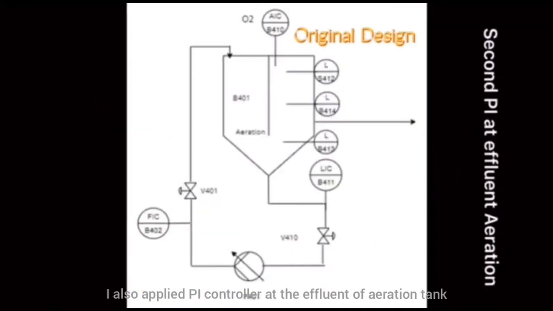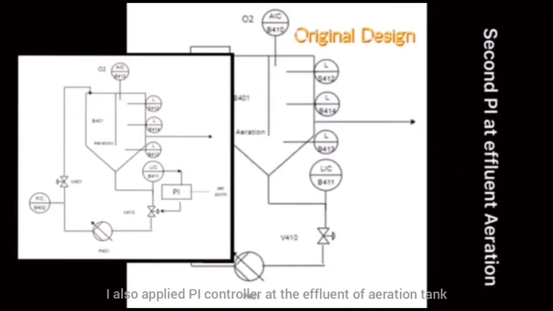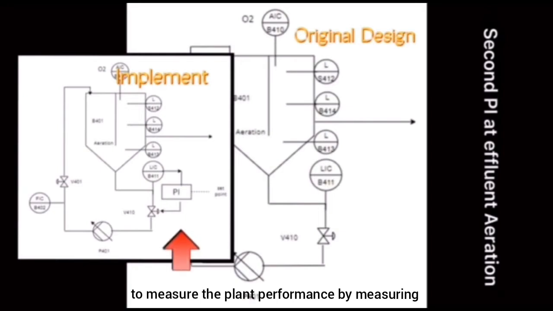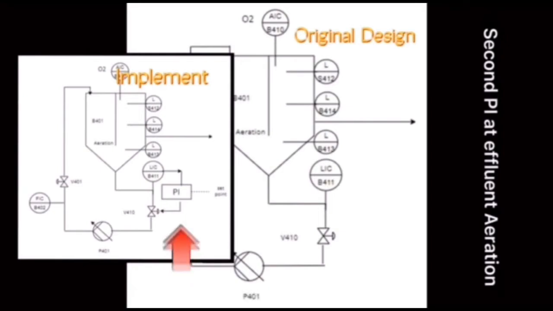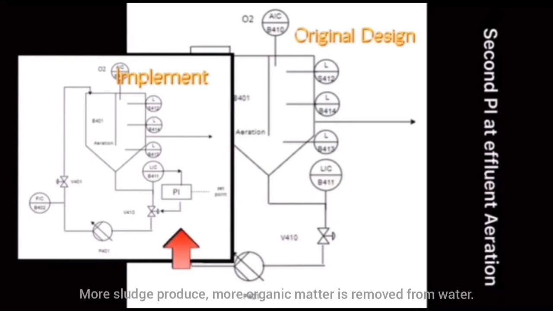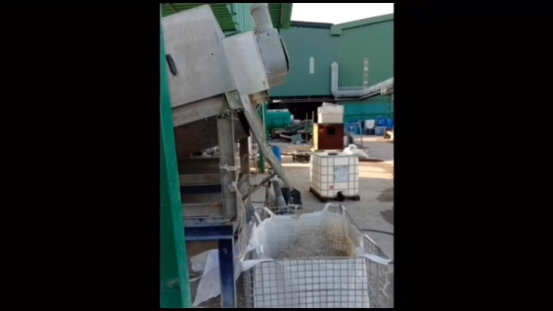I also applied a PI controller at the effluent of the aeration tank to measure the plant performance by measuring the nitrate concentration in the process, because it is involved in the sludge removal. The more sludge produced, the more organic matter is removed by water. The control strategy for this improvement is feedback, because we take action at the effluent to adjust the value of the manipulated variable.